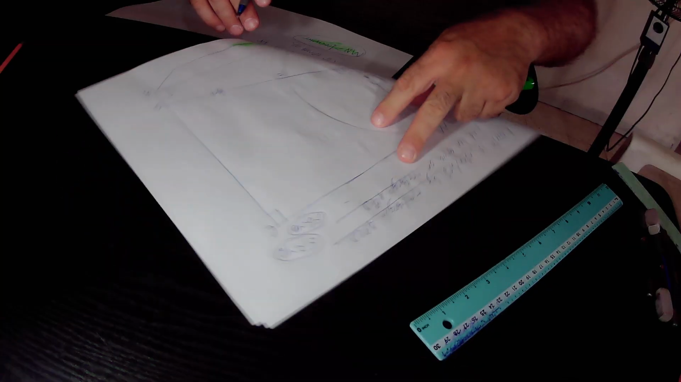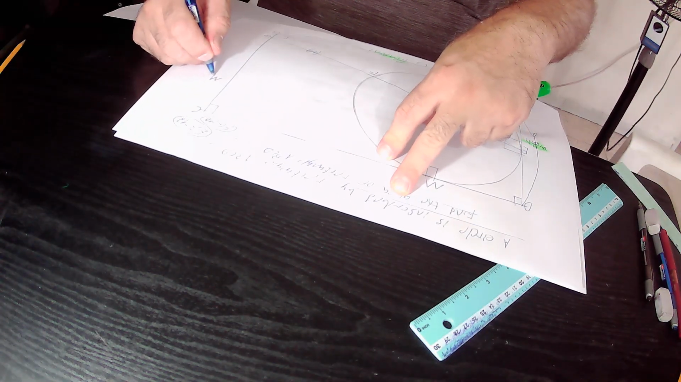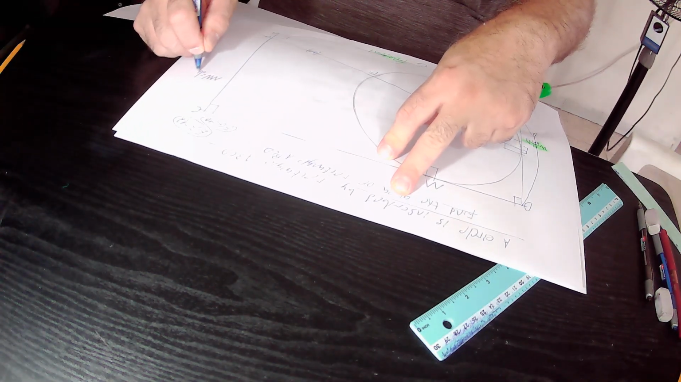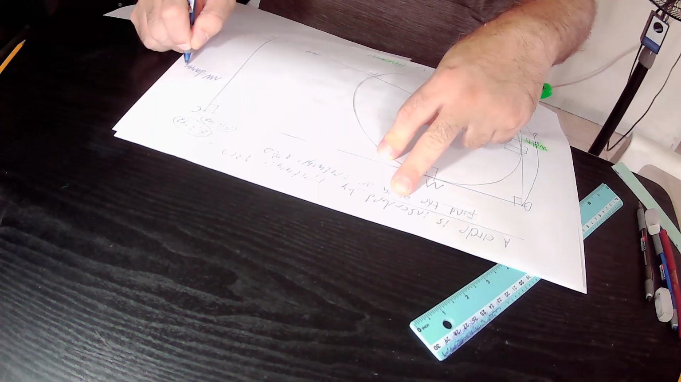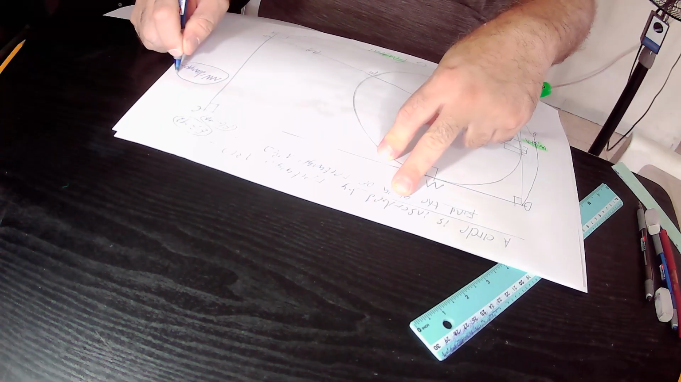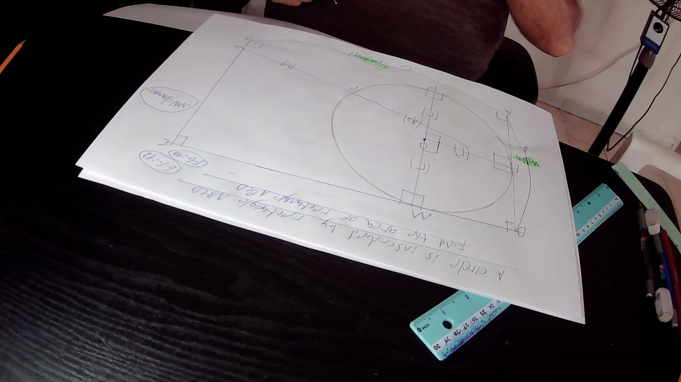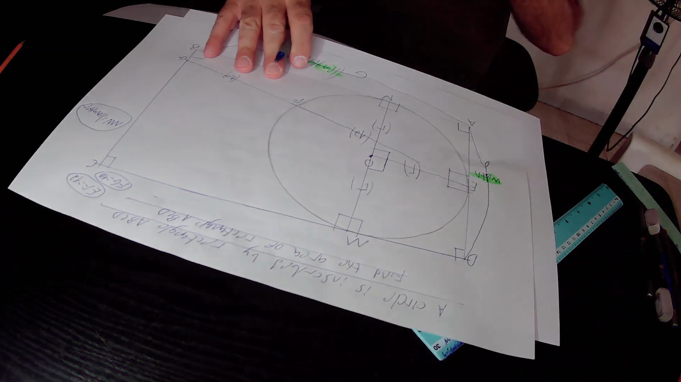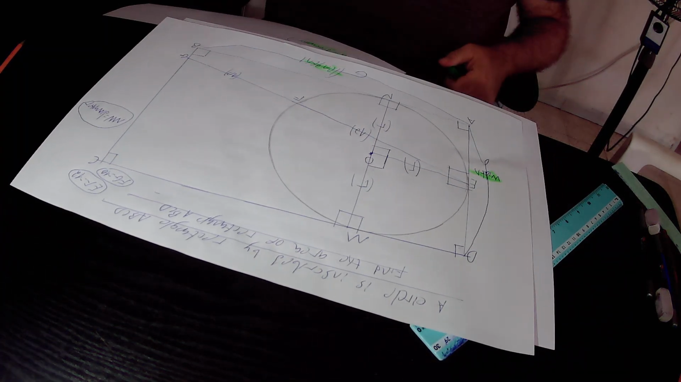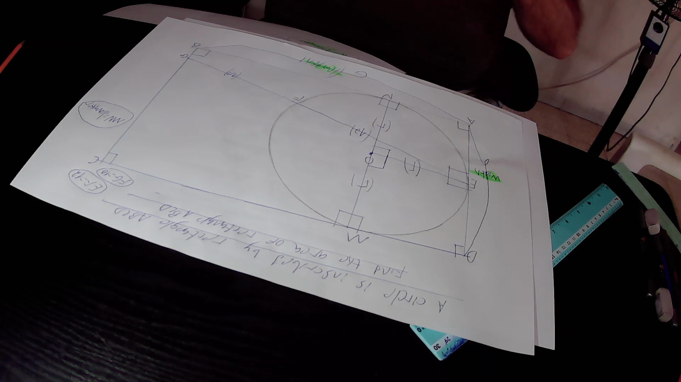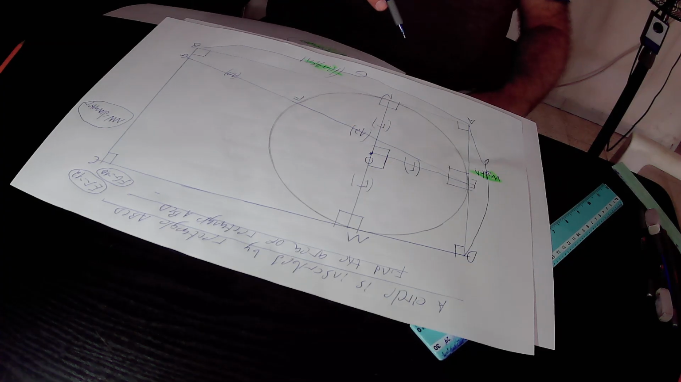So what to do? MN is the diameter. Anyway, MN is a diameter. It is absolutely a straight line.